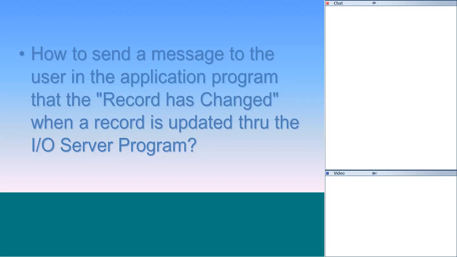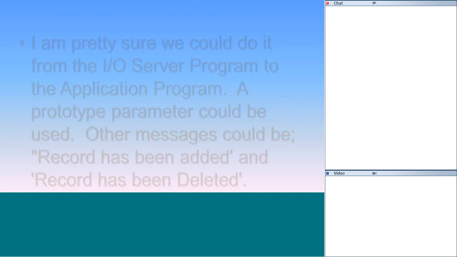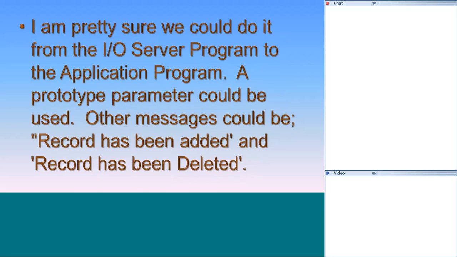And then it's up to your application to pick up that diagnostic message and present it to the user. You could also add a parameter to your I/O server or an indicator to your I/O server, because if we look at the next question, I'm not sure what a prototype parameter could be, but yes, you could put an extra parameter onto your I/O server that would send back an indicator as to whether the record's been added, deleted, or changed. And then your application program could deal with it accordingly.